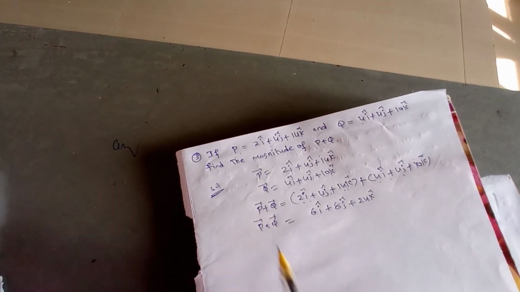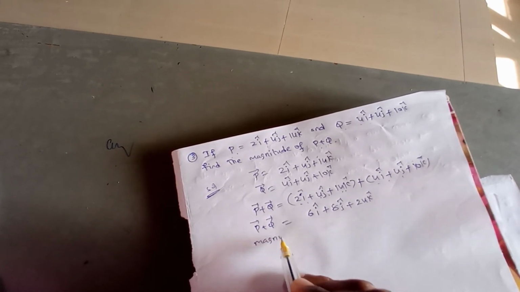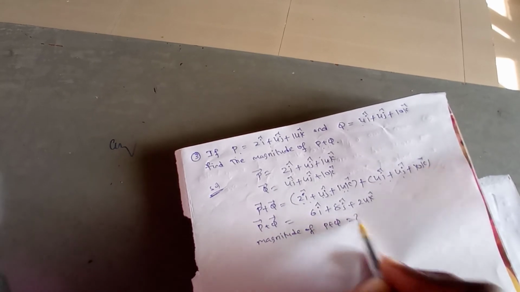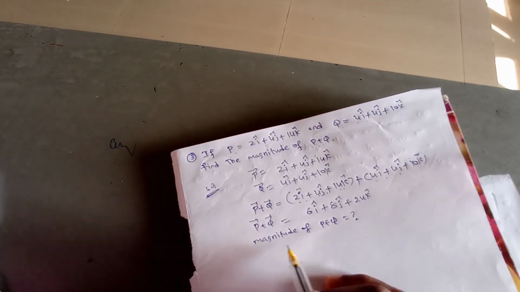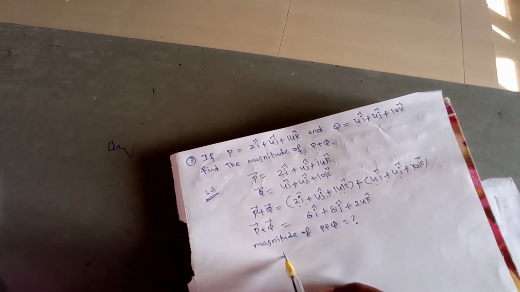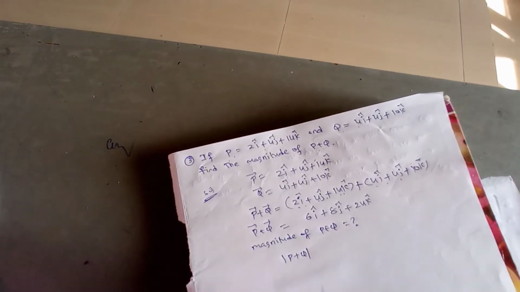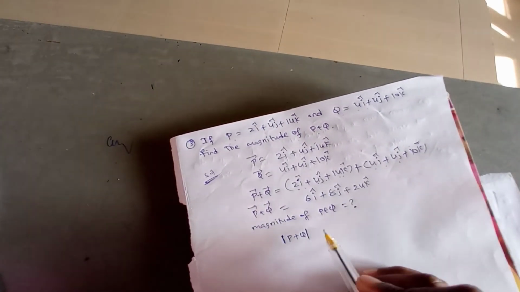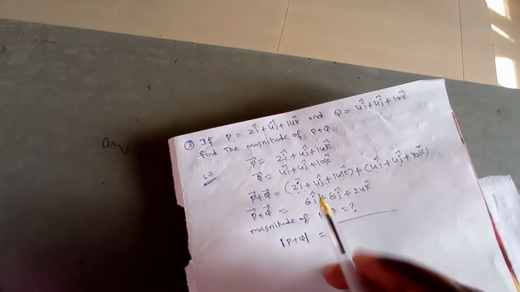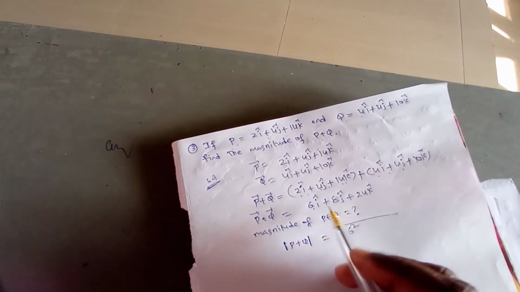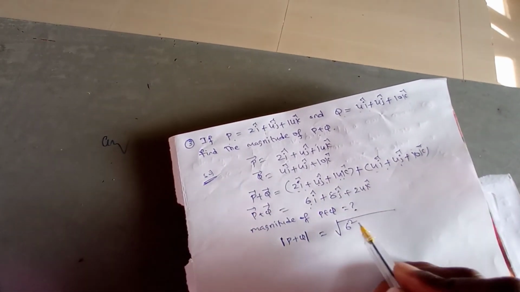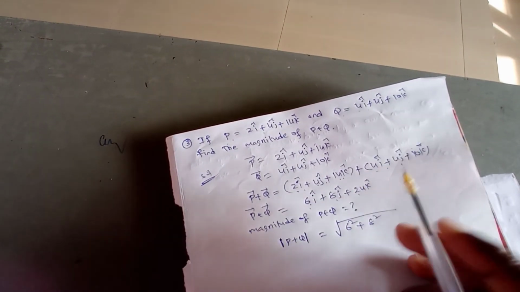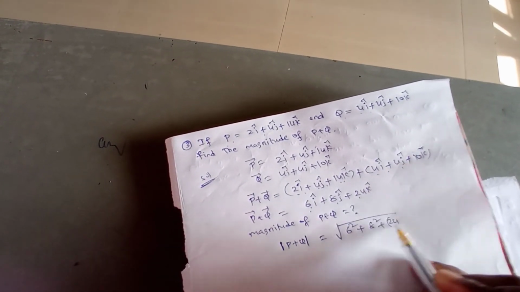But what is the magnitude of p plus q? So magnitude of p plus q we can find. So mod p plus q means magnitude of p plus q, that is under root of 6 square. What is the x component? 6 here. What is the y component? 8, 8 square. What is the z component here? 24. 24 whole square.